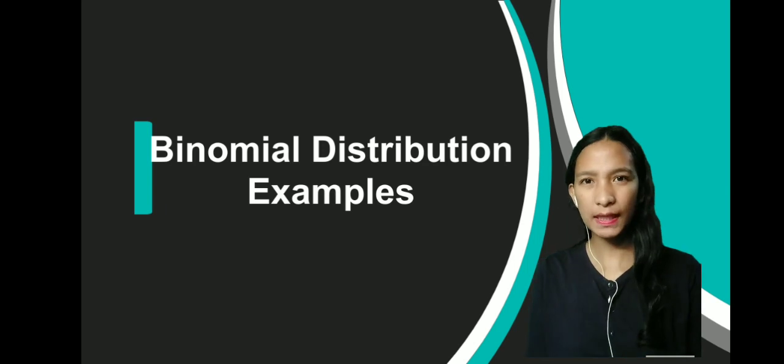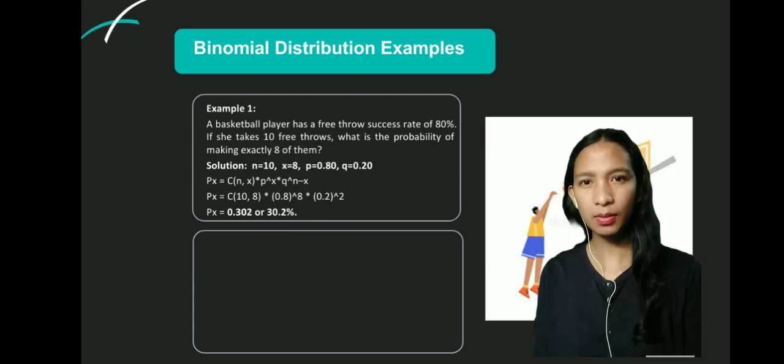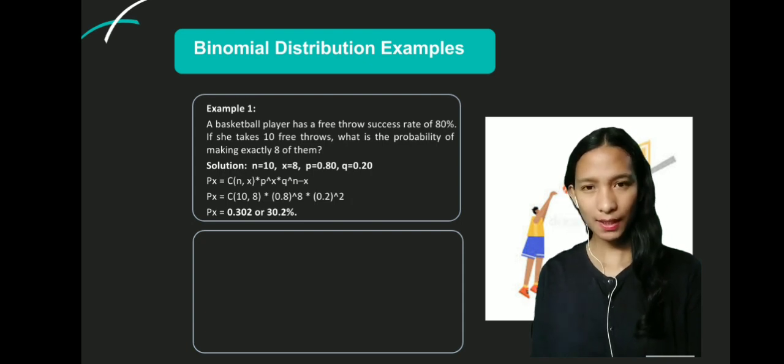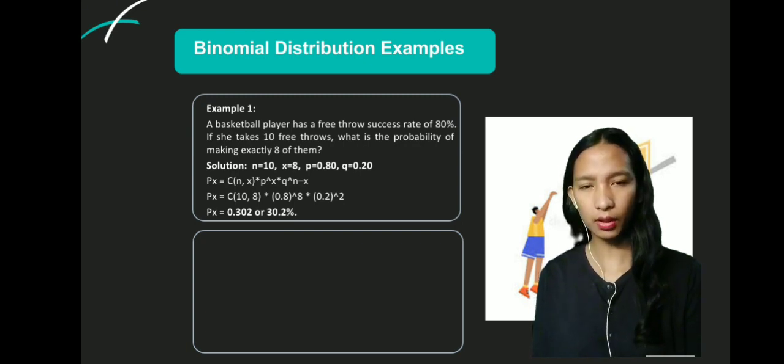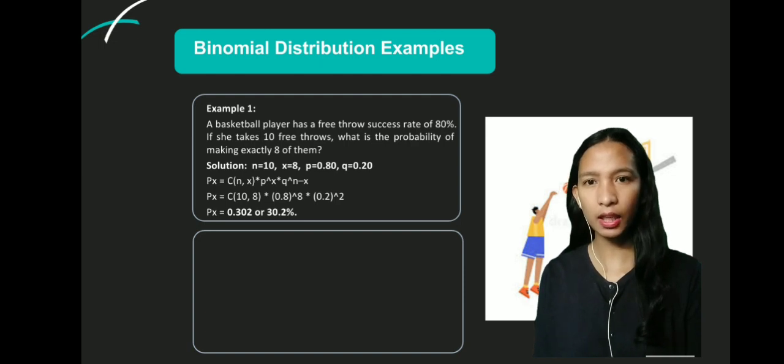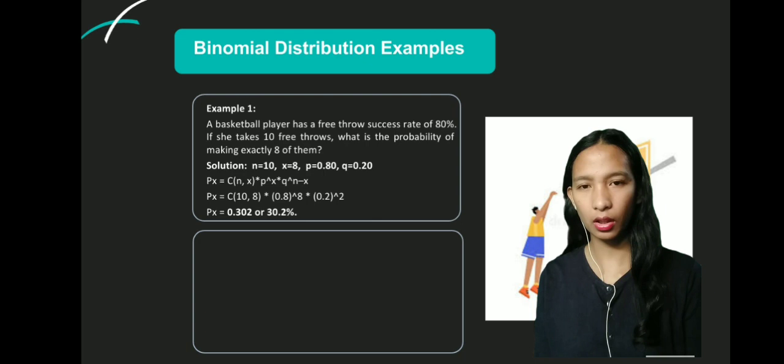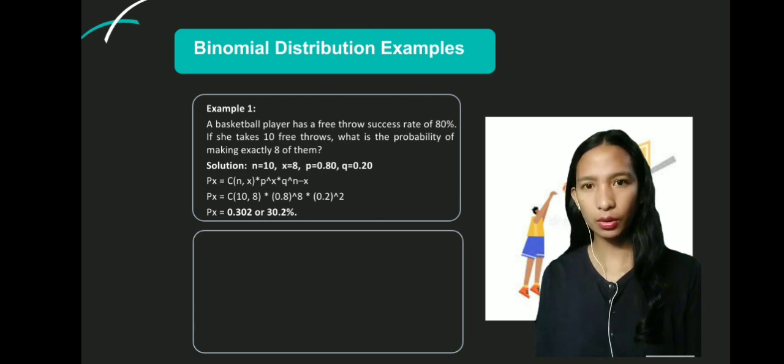Now, let's proceed to the examples of binomial distribution. Our first example is, we have a basketball player with a free throw success rate of 80%. If she takes 10 free throws, we want to calculate the probability of making exactly 8 of them. Using the binomial formula with the given values of n equals 10, where it is the total number of free throws, x equals 8, where it is the desired successful free throws, p equals 0.8, where it is the probability of making a free throw, and q equals 0.2, where it is the probability of missing a free throw.